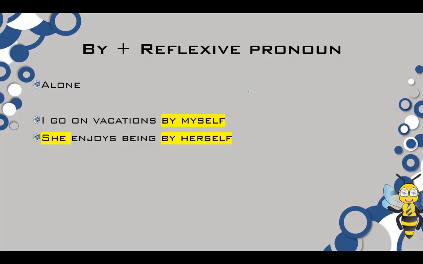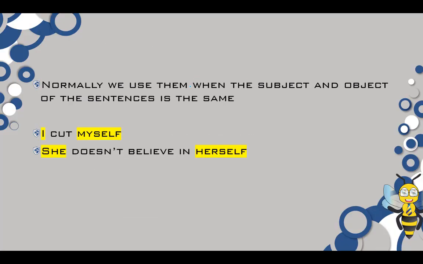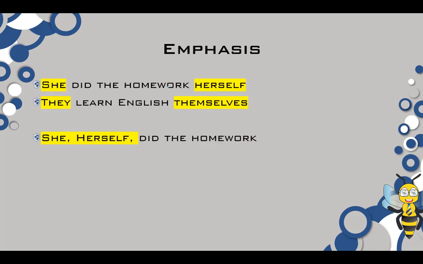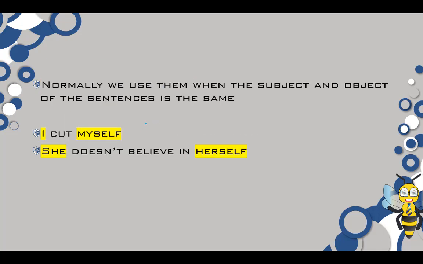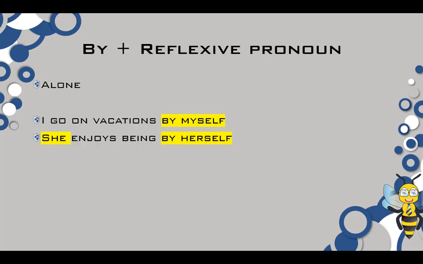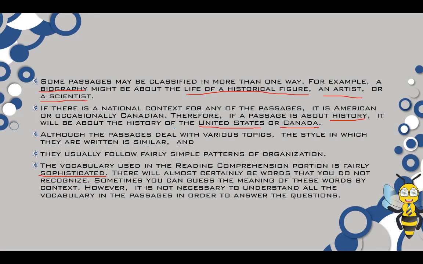Sorry, Janine, I'm going too fast. Number one, for emphasis. Number two, to express that you do the things by yourself or alone. And that's it. This is just the way we use them, normally as the object of the sentence. The only two uses: emphasis, and to express that something is done by yourself or alone. Okay, perfect.